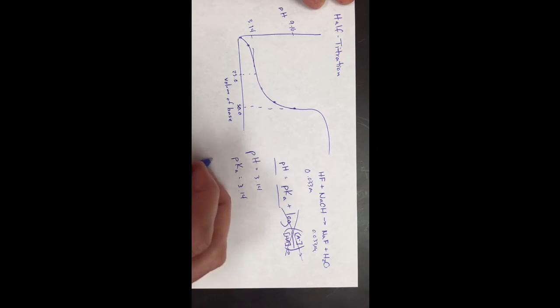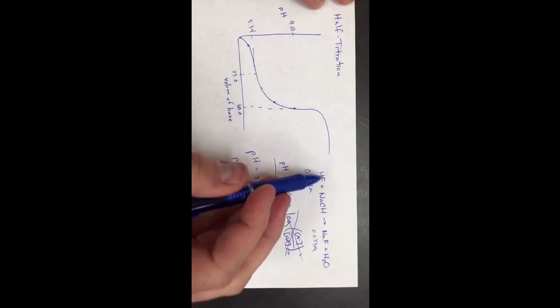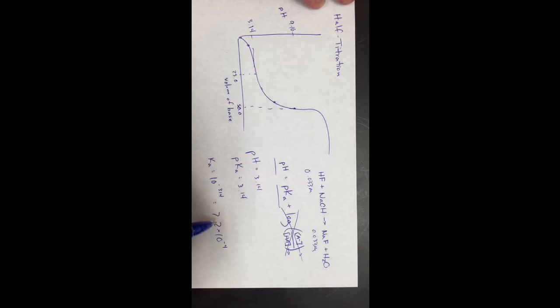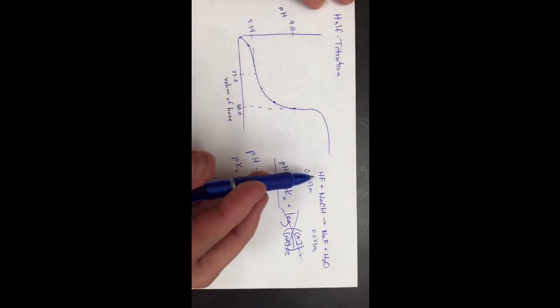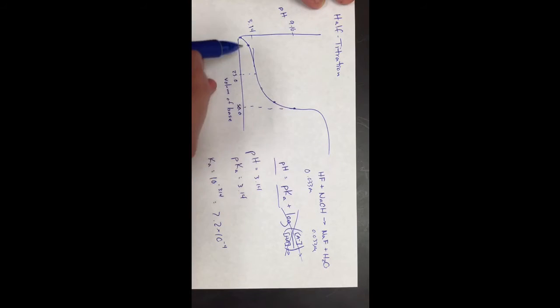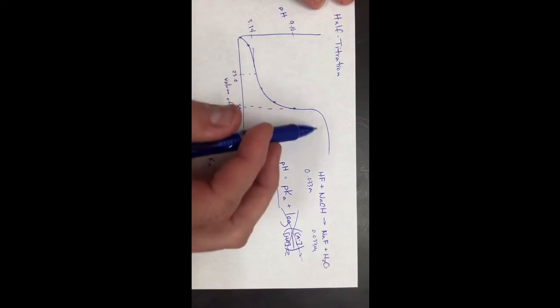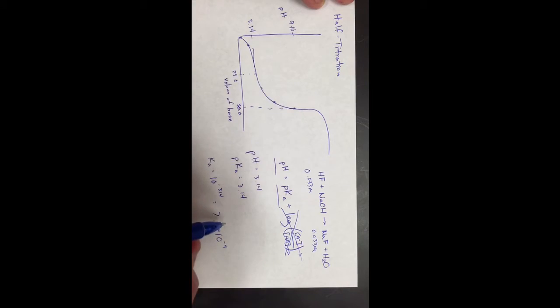And if you know the pKa, you can take the Ka is equal to 10 to the negative 3.14. And from this the Ka is 7.2 times 10 to the negative 4. And that happens to work out that HF has a Ka of 7.2 times 10 to the negative 4. So you can actually determine the Ka value for a weak acid from a titration if you are doing the curve. You can use that to identify the acid, or if they ask you to find the Ka value.